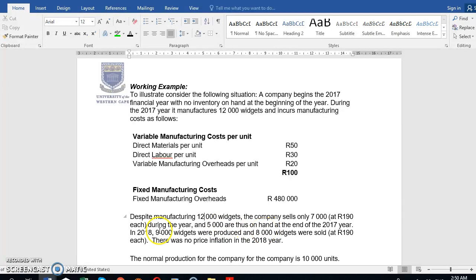Okay. That's in the 2017 year, and then in the 2018 year, 9,000 widgets were produced, and 8,000 widgets were sold, also at 190. And then they said there was no price inflation in the 2018 year. So basically what that means is this 100 Rand didn't increase per unit, so it stayed 100 Rand per unit in 2018 as well, and this 480,000 didn't increase, it stayed 480,000 for 2018 as well.